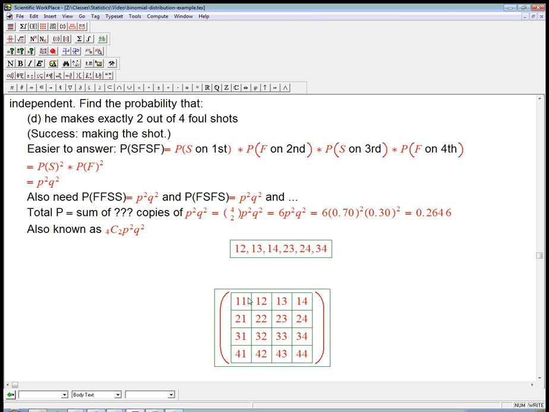Okay. Now, there's 2 things that are wrong with this table. One is that it counts the doubles. Okay. We definitely wouldn't say, oh, he got a shot on the first slot and the first slot. That doesn't make any sense, and it certainly isn't 2 successes and 2 failures. Okay. So we want to kill these guys. Okay.